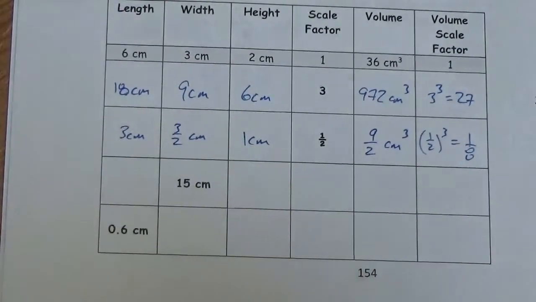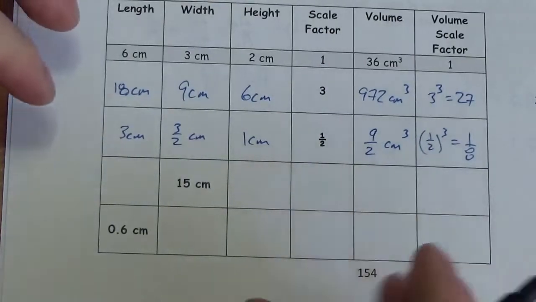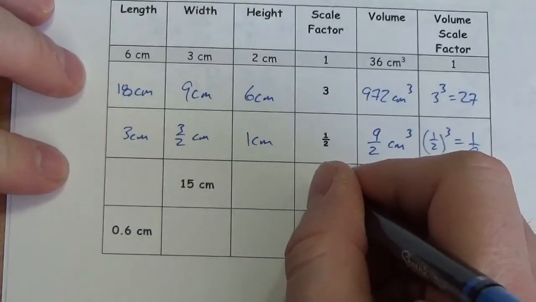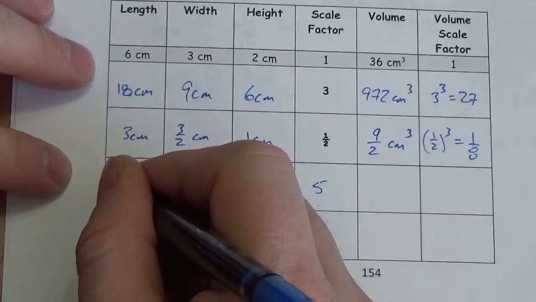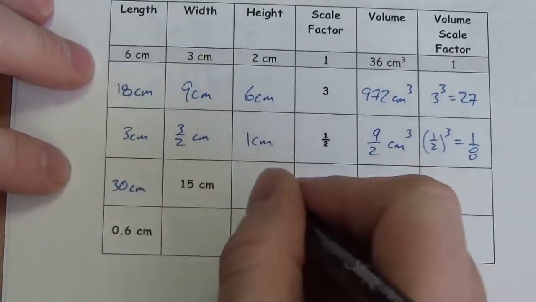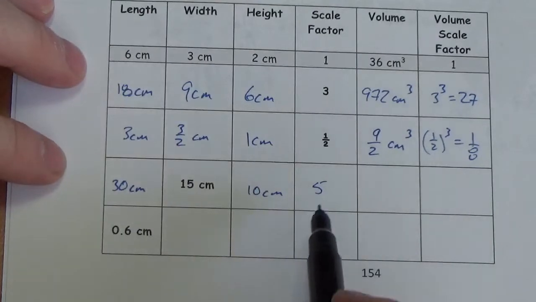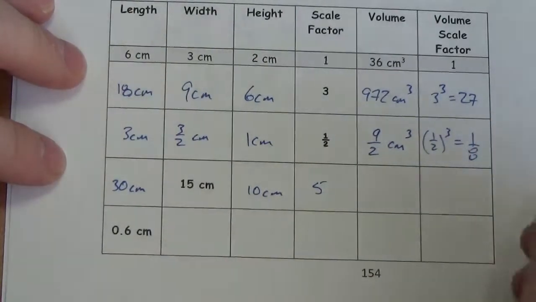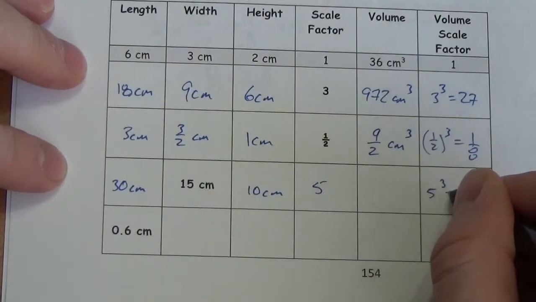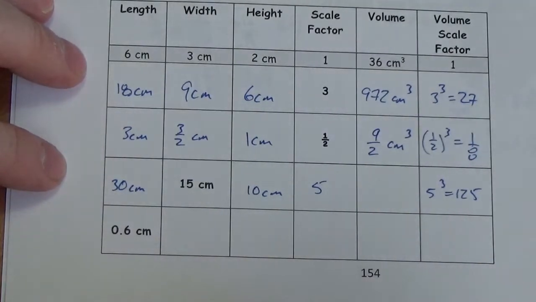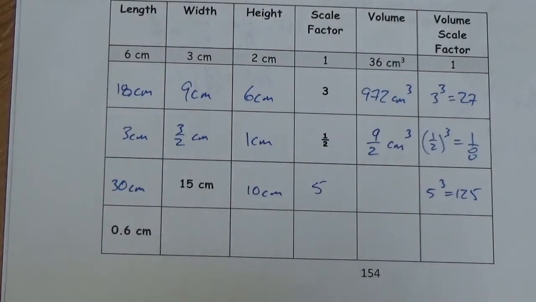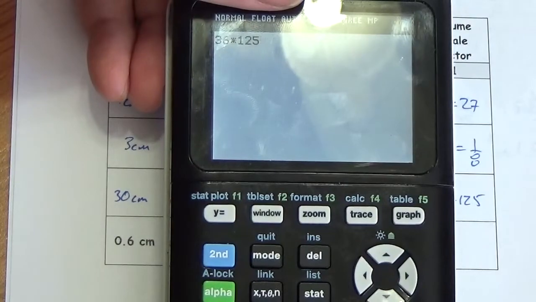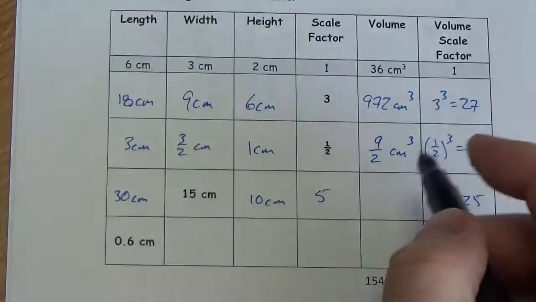Now for these next two here, basically all we're doing is we're hiding the scale factors over here. So notice I'm going from a width of 3 to 15, which simply means I'm multiplying by 5. So 6 times 5 is going to be 30 centimeters, and 2 times 5 is going to be 10 centimeters. Now, if my linear scale factor is 5, that means my volume scale factor is going to be 5 cubed, or 125. So if my original volume was 36, I'm going to multiply by 125 to get my new one, which is 4,500.